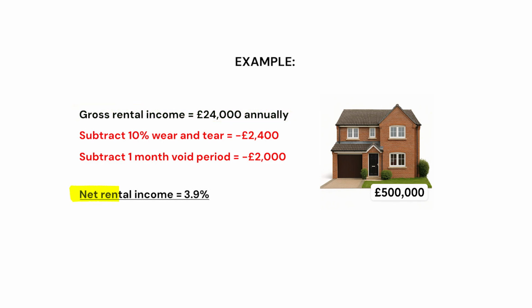And this gives you a net rental income of around 3.9%, which is what you get if you divide that £19,600 into £500,000. So this number is very useful, as you can now compare it to the interest you might get on a savings account, the return you might make on another asset such as a share, or the return on a different property. And crucially, of course, the rental yield is not the whole story.